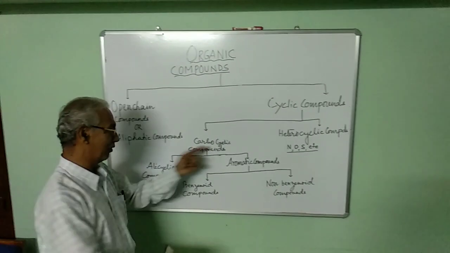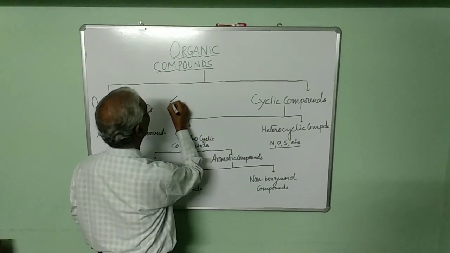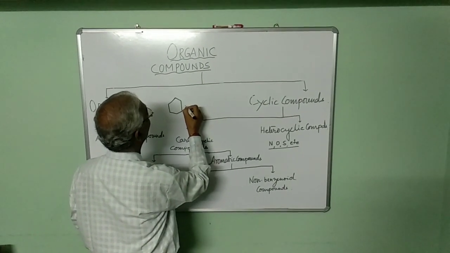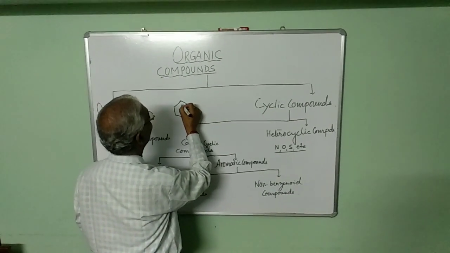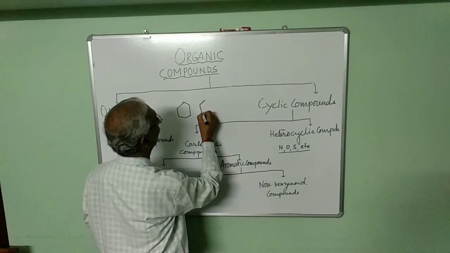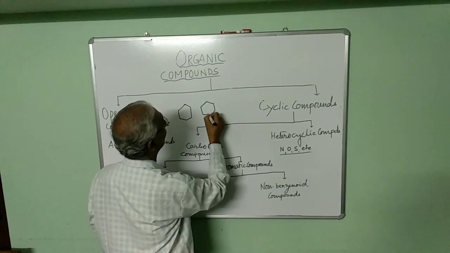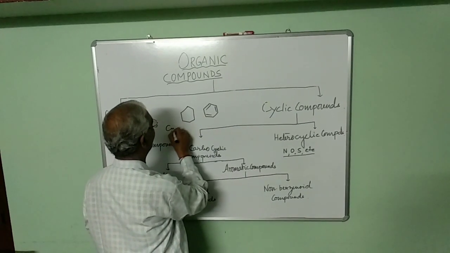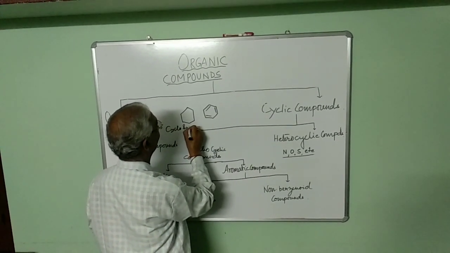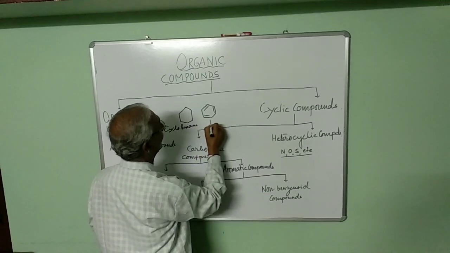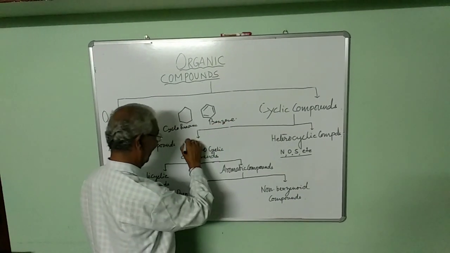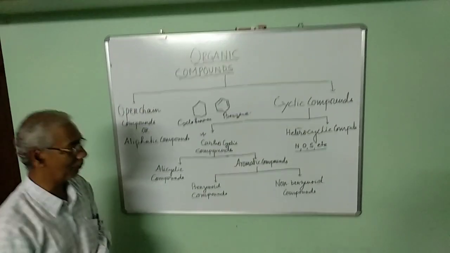So, examples in case of carbocyclic, you can give cyclohexane, you can give cyclopropane, anything maybe. You can give benzene also. It is cyclohexane. It is benzene. That is the example of carbocyclic compounds.